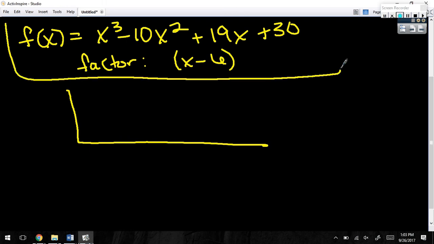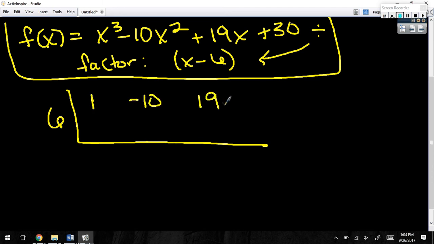So you're going to divide by this factor, right? So I changed the sign. So it's going to be a positive 6. Now I need my coefficients. What are they? 1, negative 10, 19, 30. Is anybody lost? Everybody's tracking right along with me, yeah? Okay. Bring the 1 down.